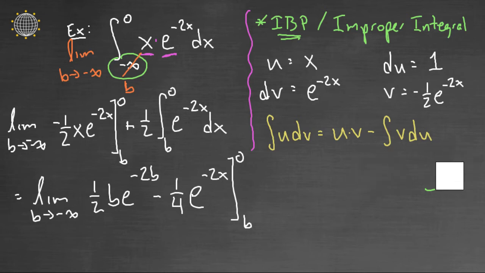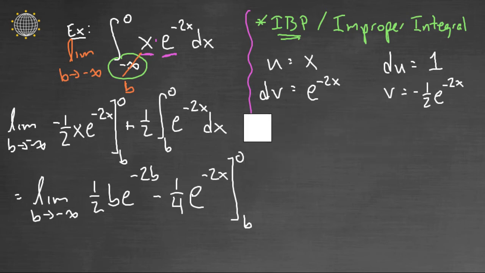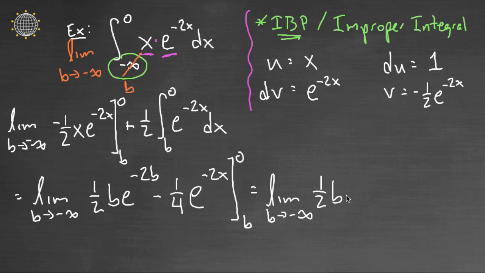All right, let me get rid of this. Integration by parts is basically done, so I'm going to get rid of this as well. Okay, let's make a little more space. What's this going to be? We'll have the limit as b goes to negative infinity of 1/2 b e to the negative 2b. And then minus, let's do this carefully, plug in 0 and plug in b and subtract. If you plug in 0, e to the 0 is 1. So we have minus 1/4.